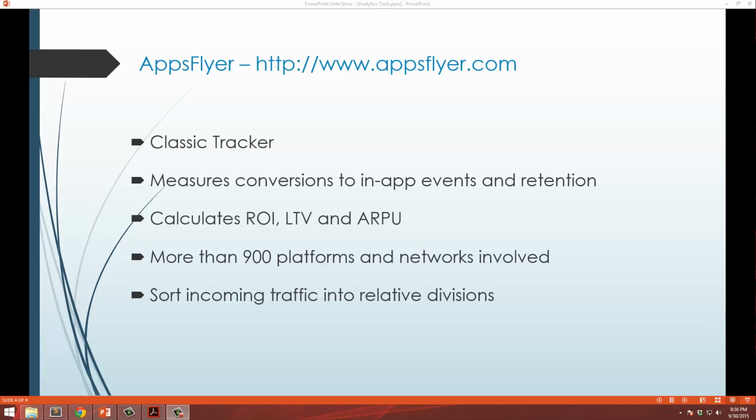So it's known as a classic tracker, and it can calculate things like ROI, LTV, and ARPU, which we've talked about in the last slide. And it works with more than 900 platforms and networks. And these include whales like Facebook and Twitter. And AppsFlyer can also sort incoming traffic into relative divisions. And what I mean by that is it can sort it into paid traffic, into organic traffic, traffic diverted from your app's website, emails, wherever it may come from.